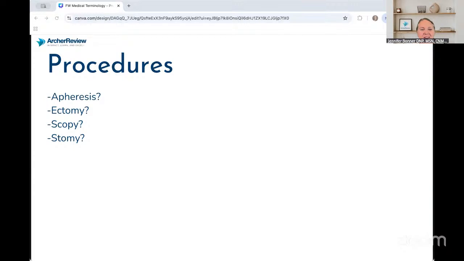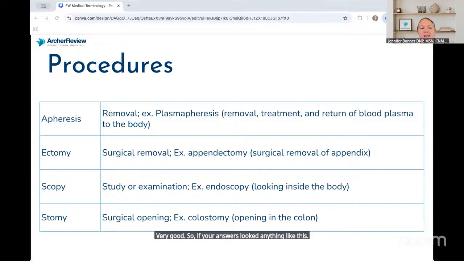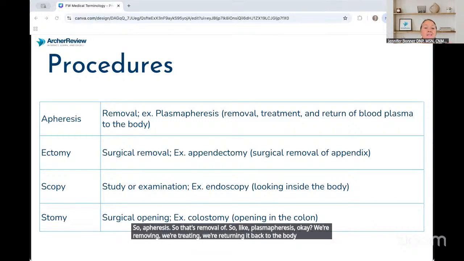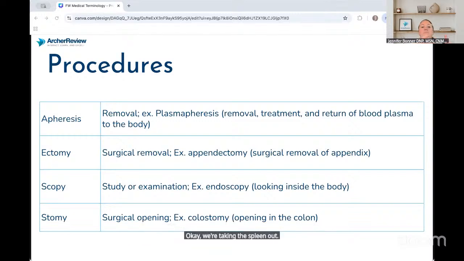Very good. So if your answers looked anything like this, you are absolutely correct. So apheresis, that's removal of. So like plasmapheresis. Okay, we're removing, we're treating, we're returning it back to the body. And ectomy. So think about like splenectomy. Okay, we're taking the spleen out. We are removing something, okay, like an appendectomy. Scopy. So this is we're studying or we're examining.